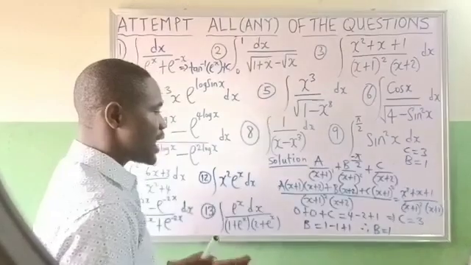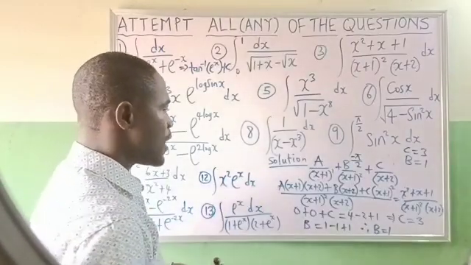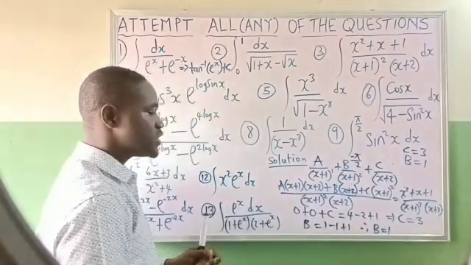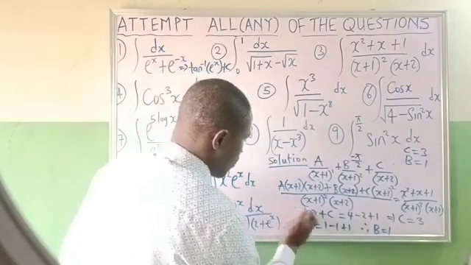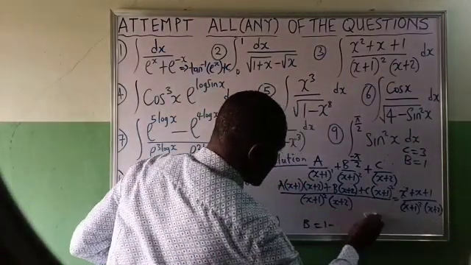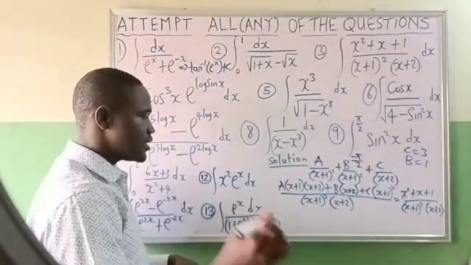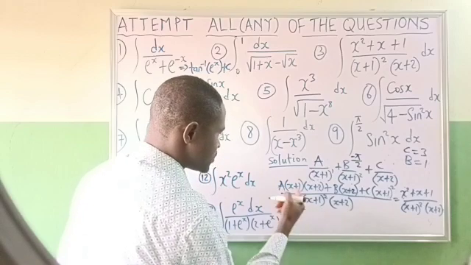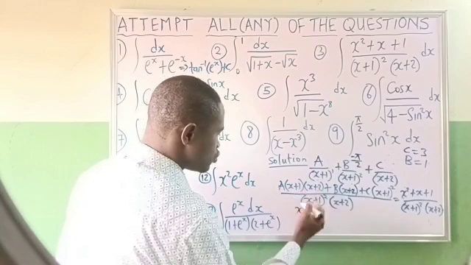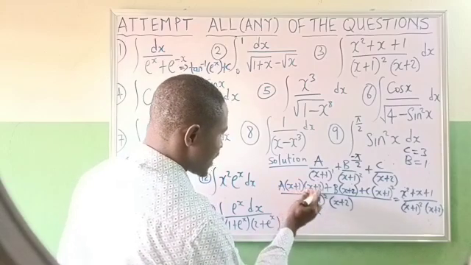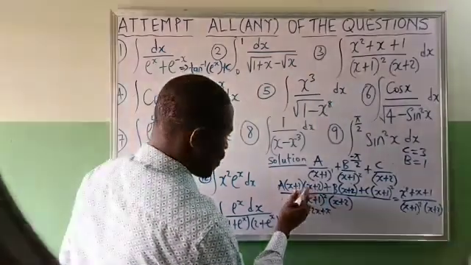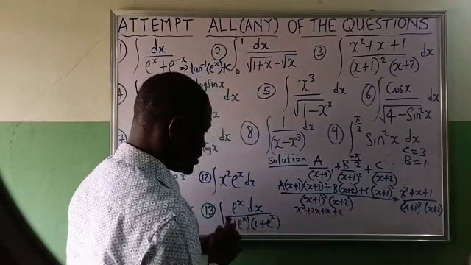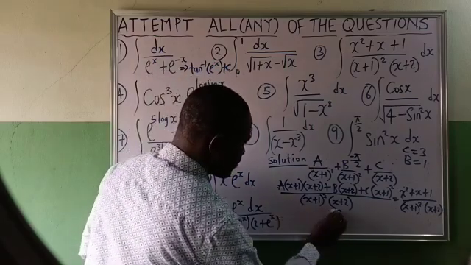We now try to get our A. To get our A, I will multiply everything and use the comparing coefficients method. Now multiplying everything, x times x is x squared. Then x times 2 will give me 2x. 1 times x will give me x. 1 times 2 will give me 2. 2x plus x is 3x, so I will be having 3x plus 2.